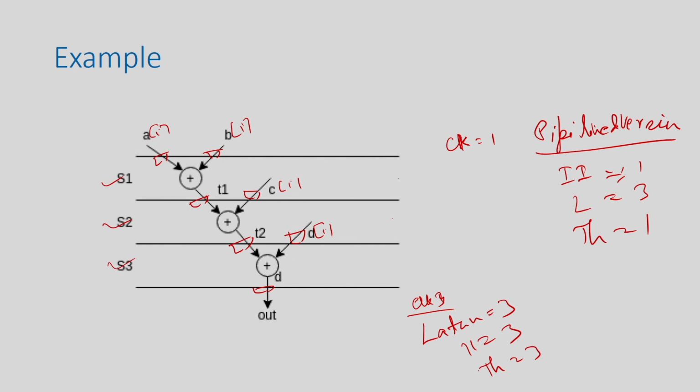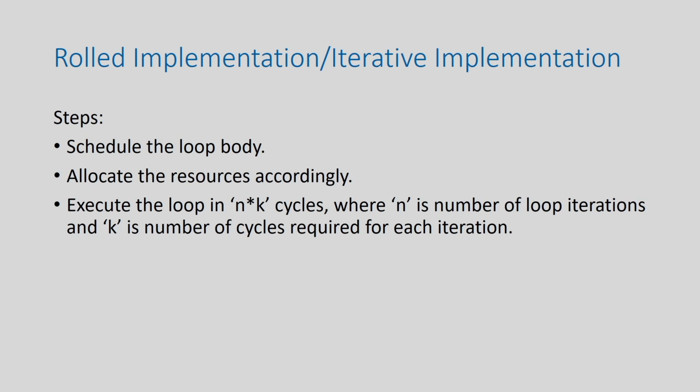Now, let us move to the first version of the loop, which is called the rolled implementation or iterative implementation. This is the default execution for a loop. A loop has iterations, running say n iterations, and in one iteration there may be some 10 operations. Based on your resource availability, you can schedule that loop body, and let us say one iteration of the loop takes k cycles. You give one set of input, you run k cycles, one iteration is over, then you run the next iteration and so on. So the overall time it will take is n into k.